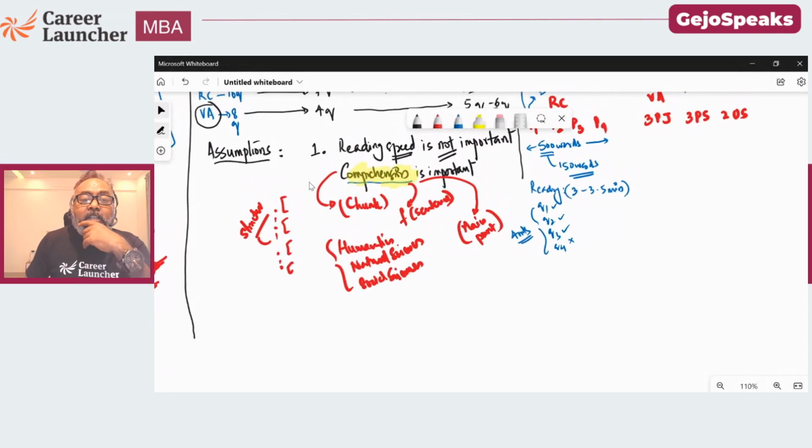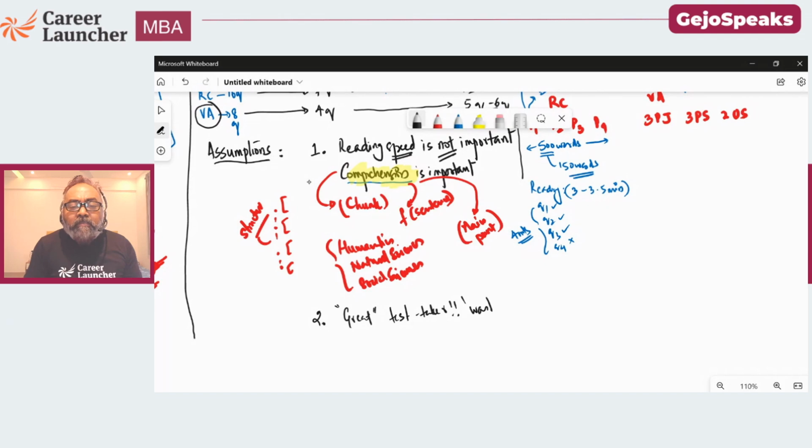The second assumption that we're going to make is that I will be a great test taker. By that I mean that in the actual test, I will not be wasting time. This is important when I'm looking at it from a prep point of view, so I will be able to implement it in a test scenario.